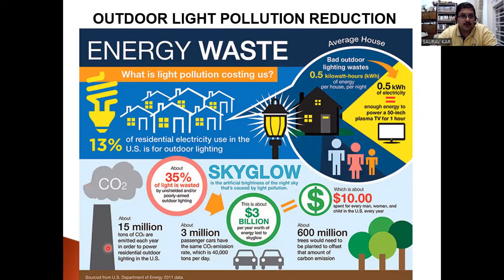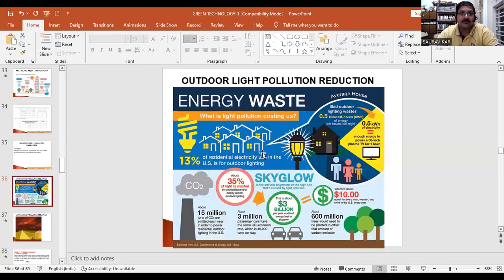See, about 15 million tons of CO2 are emitted each year in order to power residential outdoor lighting in the US. Residential outdoor lighting means lighting in the park, lighting on the footpath, like this. About 3 million passenger cars have the same CO2 emission. So on the next day, I will extend this presentation.